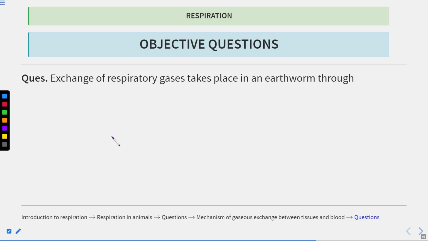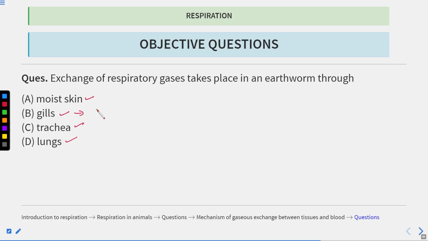Now let's discuss the next question. The exchange of the respiratory gases takes place in an earthworm. So this we have already discussed in the previous lecture. How does respiration take place in earthworm? Options are moist skin, gills, trachea, or the lungs. So gills are present in the aquatic animals such as fish. Okay, so fish is what? Fish is an aquatic animal or aquatic organism.